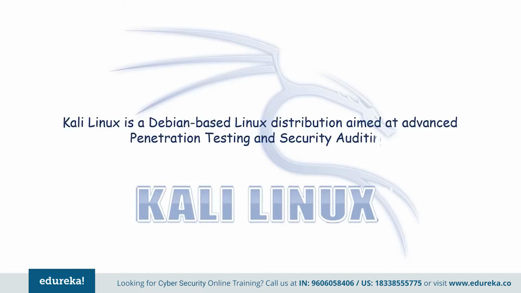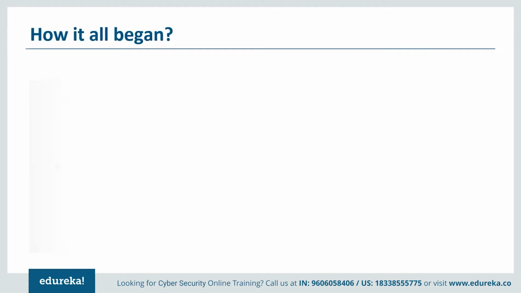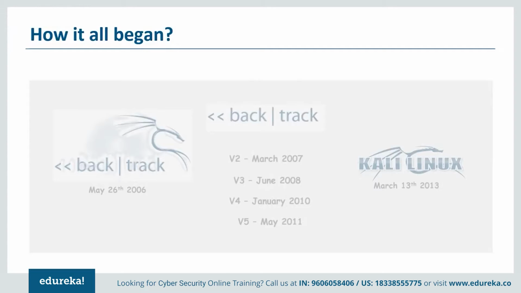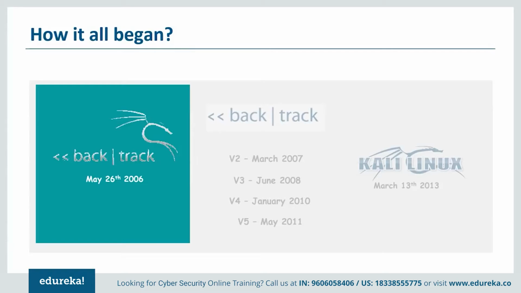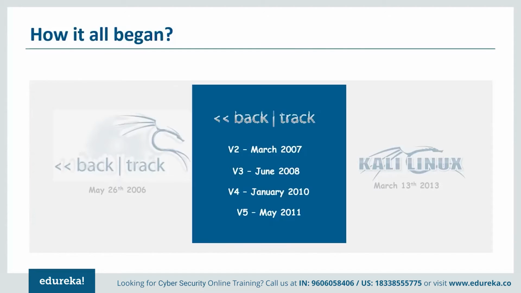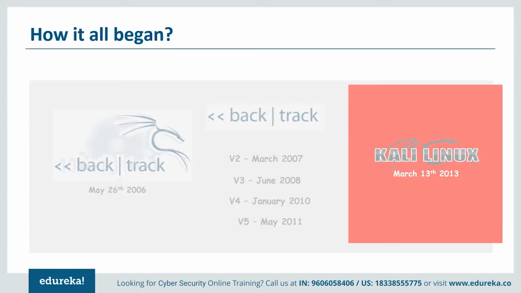To be precise, Kali Linux was developed by Offensive Security as a rewrite of Backtrack. Now you might be wondering what Backtrack is, right? Backtrack was a Linux distribution that focused on security. It was used for digital forensics and penetration testing. Its first version was released on May 26, 2006. In the subsequent years, different versions of Backtrack were released with updates and advanced features. And finally, in March 2013, the Offensive Security team rebuilt the entire Backtrack architecture around the Debian distribution and released it under the name Kali Linux. So that's how Kali Linux came into existence.